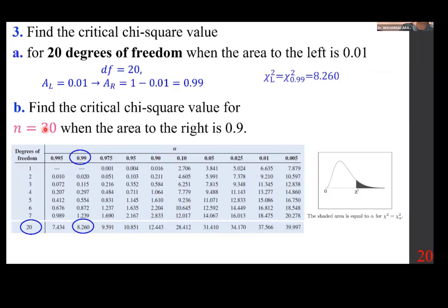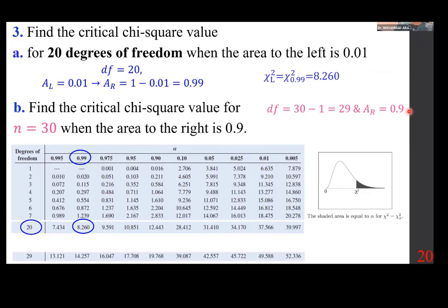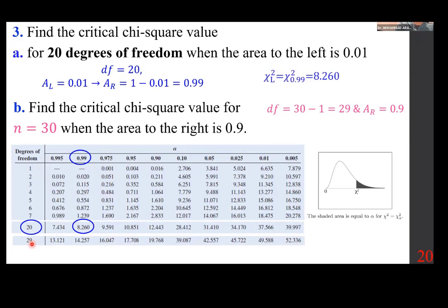If you look at the second case, n is given. n is 30. Area to the right is given, so we don't have to do anything about the area. It's the correct one because we need the area to the right. But degrees of freedom is n-1, and area to the right is 0.9. So let's put that together. So here's number 29, and here's 0.9.